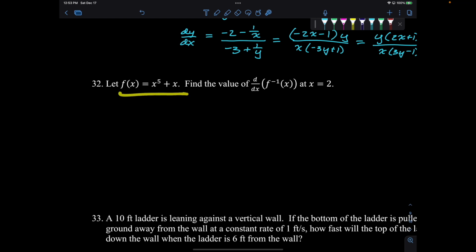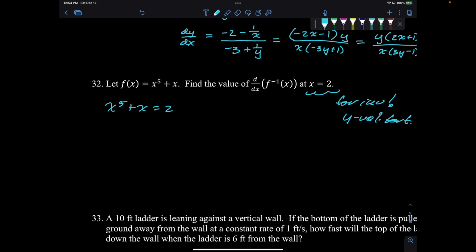Let f of x be this. We want to find the value of the derivative of the inverse at x equals 2. Okay, so this is an x value for the inverse, so it's a y value for f. I always think that. So that means I need to figure out the x value for f, so this equals 2. By and large on these problems, you either will have a calculator or you can just guess the value. So here, if you look at it, x is 1.